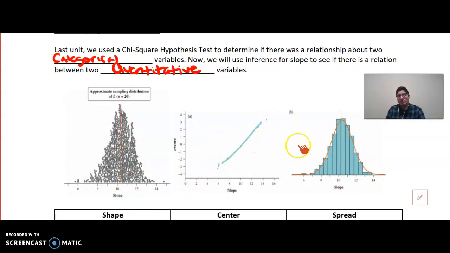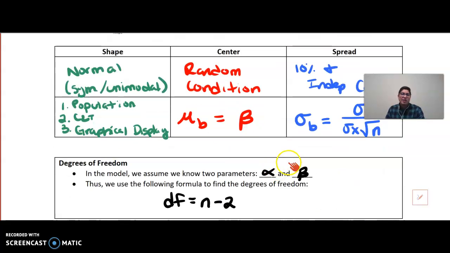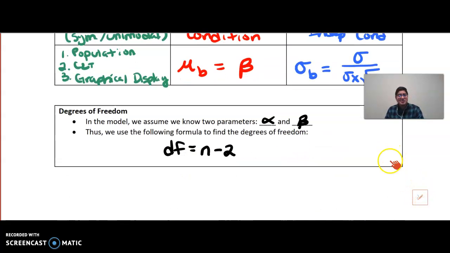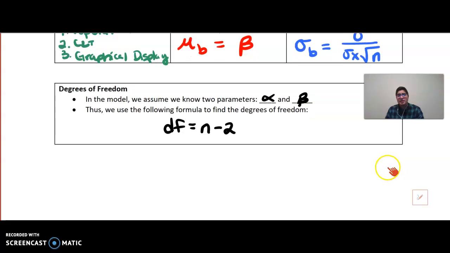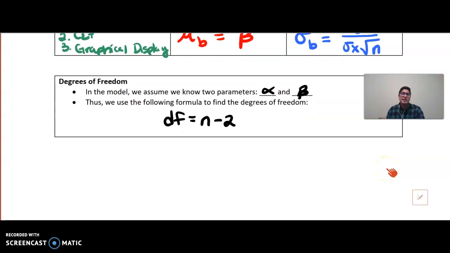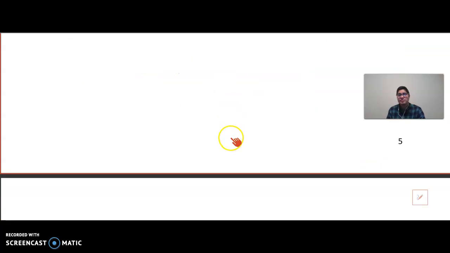So again, here's our slope, our random condition, our shape, and then our spread. Now, degrees of freedom: recall that since this is a t procedure, we are estimating some parameters, and typically we've used n-1. However, for this model, we assume that we know the two parameters, alpha and beta, the population intercept and the population slope. Since we're estimating these two parameters in order to find the degrees of freedom, we're now going to use n-2 instead of n-1, again because we're estimating those two parameters.